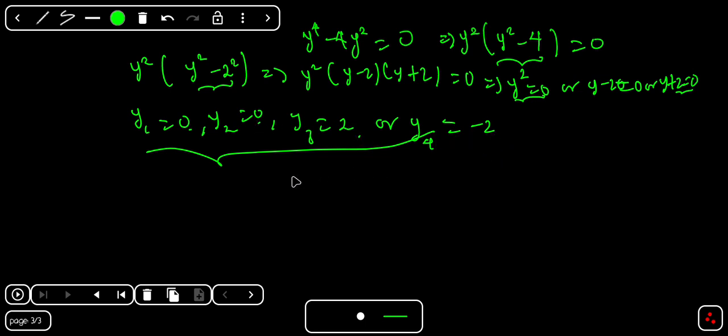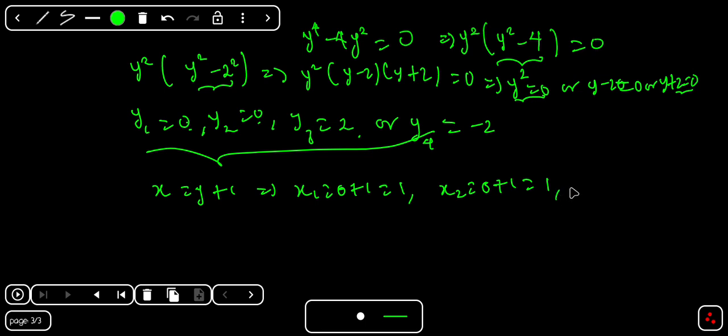Now let's solve for the values of x. Now remember that x is equal to y plus 1. Okay, so when y is 0, we're going to have x1 is equal to 0 plus 1, which is equal to 1. When y2 is 0, we're going to have x2 is equal to 0 plus 1, which is also equal to 1. When y3 is 2, we're going to have x3 equal to 2 plus 1, which is equal to 3. And when y4 is negative 2, we're going to have x4 equal to negative 2 plus 1, which is equal to negative 1.